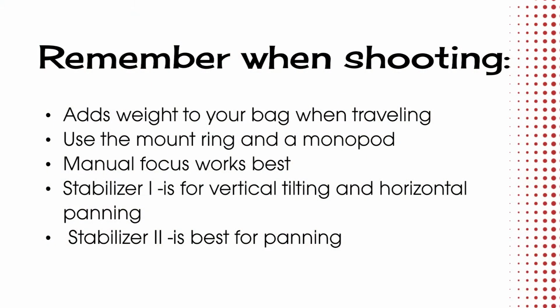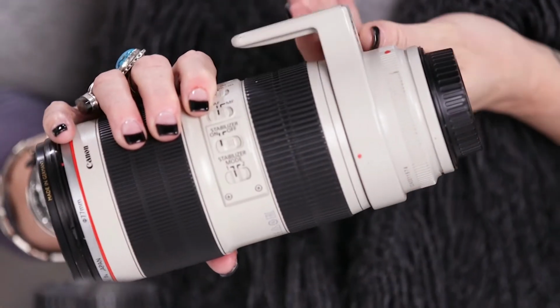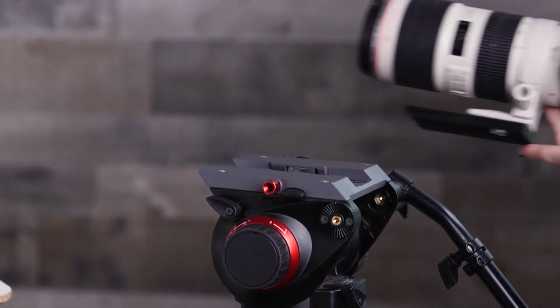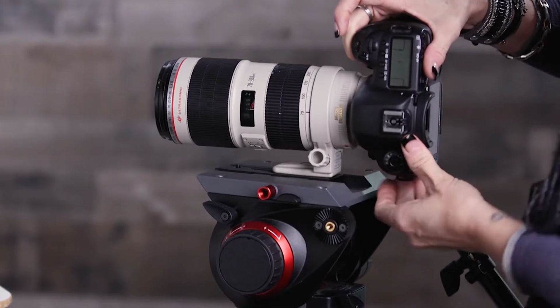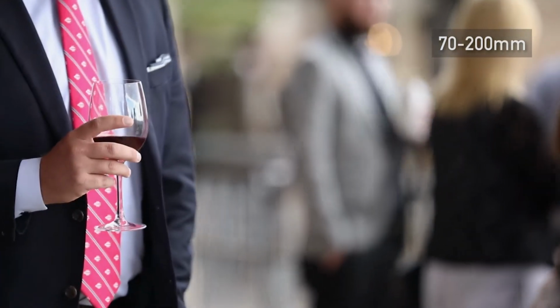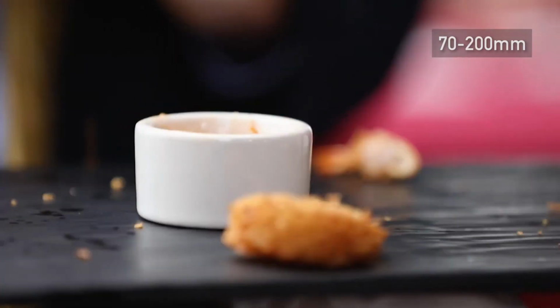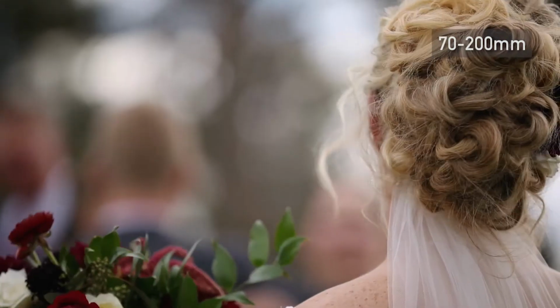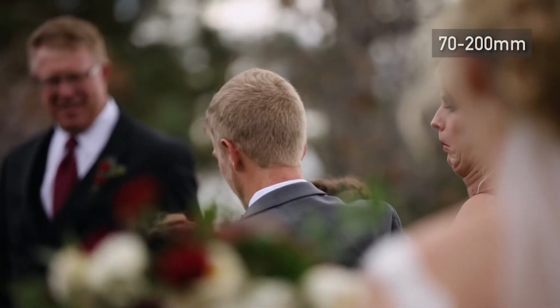Now, there are a few things I want to remind you when shooting. Number one, this is a heavier lens, so it's definitely going to add weight to your bag when traveling. Be sure to use the mount ring and a monopod or a tripod when shooting with this lens. I always recommend manual focus when working with any video lens, but be sure you practice before you start because it does take a little while to get used to how to handle the focus.